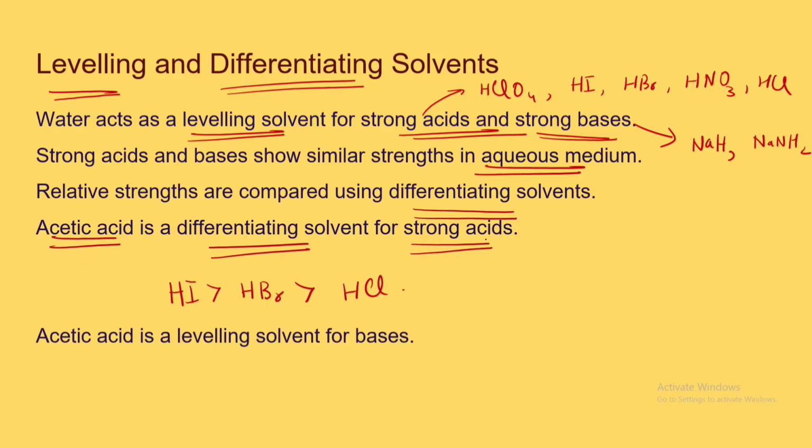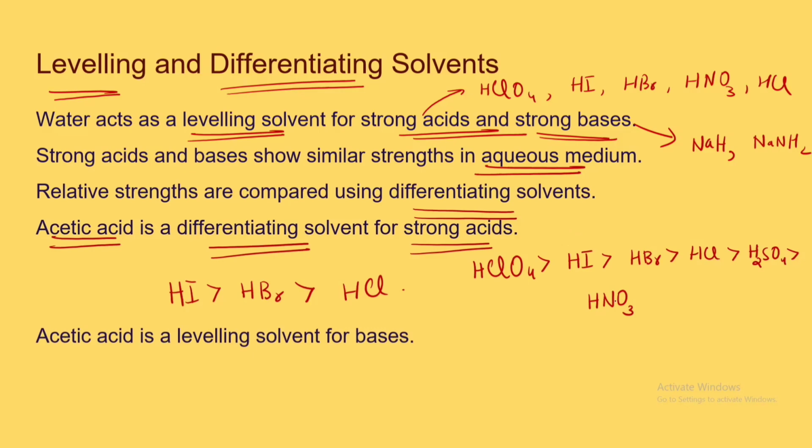So it is found that in acetic acid, the order is HClO4, which is the strongest in acetic acid. Then we have HI, HBr, then HCl, then H2SO4. This is in acetic acid, and HNO3. But acetic acid acts as a leveling solvent for bases.